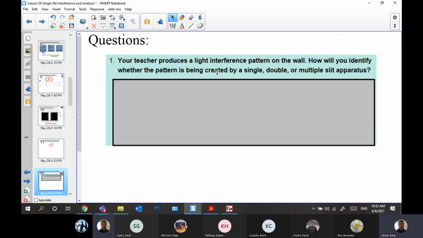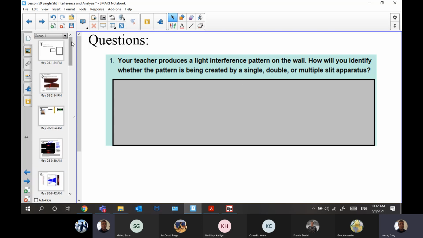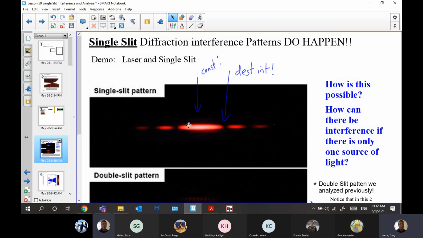So this is the part that jumps ahead a little bit to the second lesson, but we're going to see it all today anyways. If your teacher is producing an interference pattern on a wall, how can you identify whether it's a single or double slit? We can do that part for now. Obviously, if it's a single slit, it's going to have that single slit pattern of a double wide in the middle, and then this pattern.